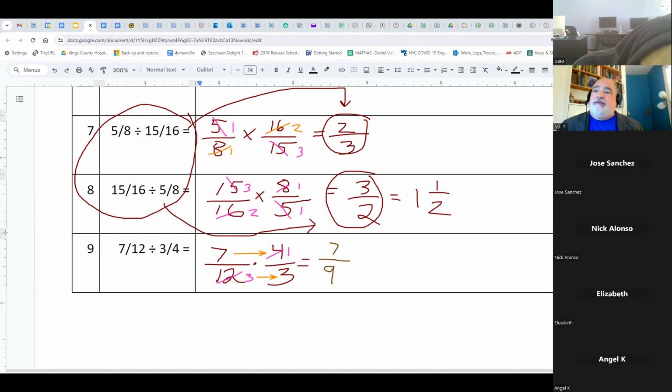If we hadn't canceled, if you had just done the multiplication, you would have had 7 times 4 is 28, and 12 times 3 is 36. And then you would have had to figure out, how do I simplify that? What's a common number that divides into both? And you could see, well, I can divide them both by 4. 28 divided by 4 is 7. 36 divided by 4 is 9. So you still would have gotten the same answer. It's just you would have had bigger numbers. So again, I'm a proponent of simplifying first so that you don't have big numbers to work with. Good question. Thanks for asking that.